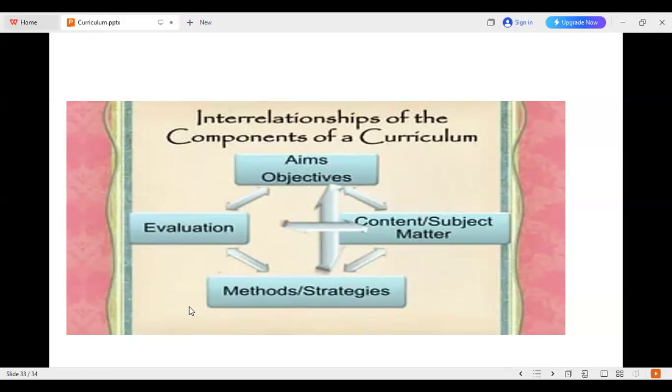The facts that we studied in the previous slide are in this diagram. Method, strategies, learning method, teaching method, teaching strategies, learning strategies, teaching and learning styles. Different names can be used there. Evaluation, assessment, formative, summative. These are the components of a curriculum. Otherwise, we can use another term, key elements of a curriculum. Right.